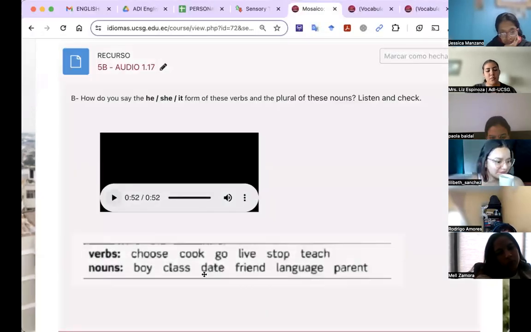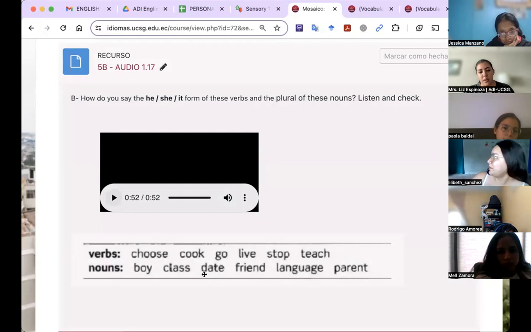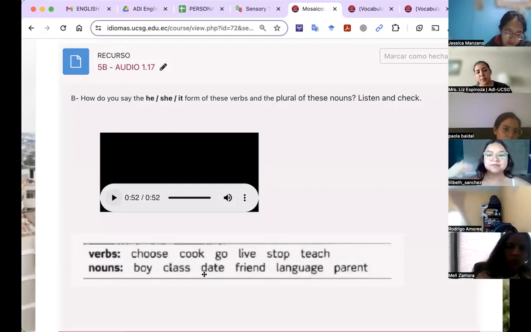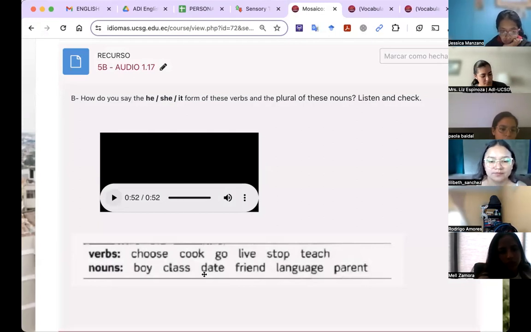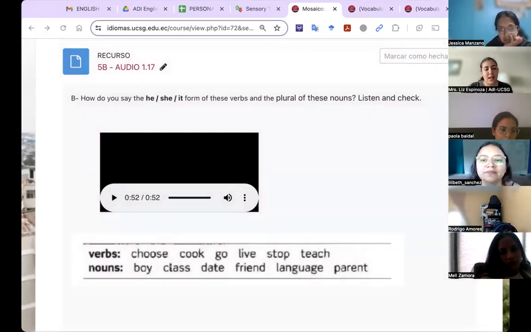Okay, so from choose, what is the change that we have? Choose. Cook. How is it in plural or third person? Cooks. From go. Goes. Leave. Lives. Stop. Stops.